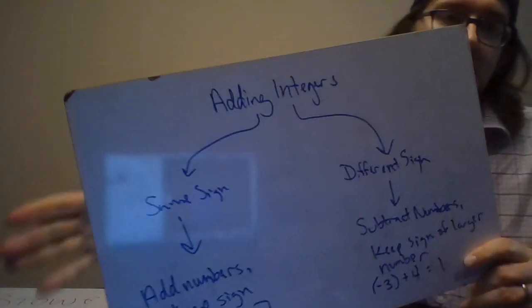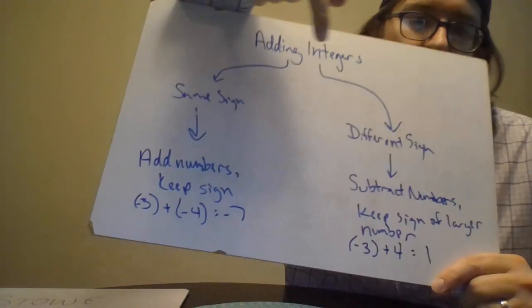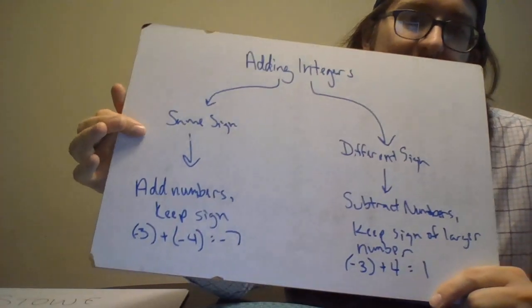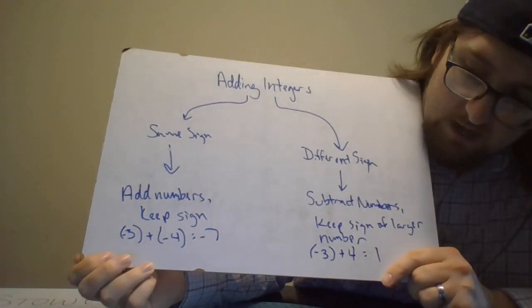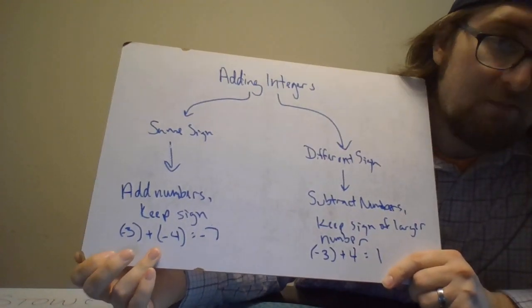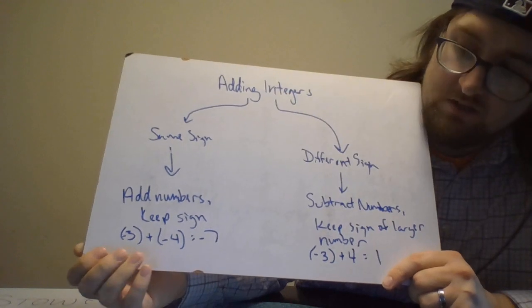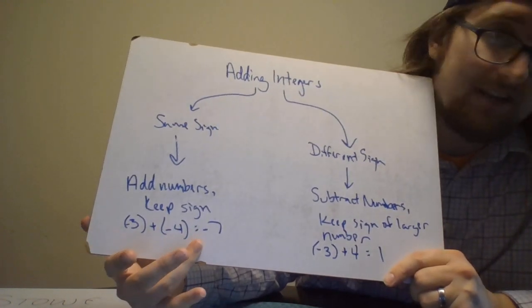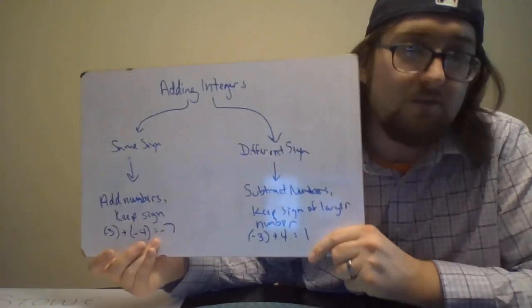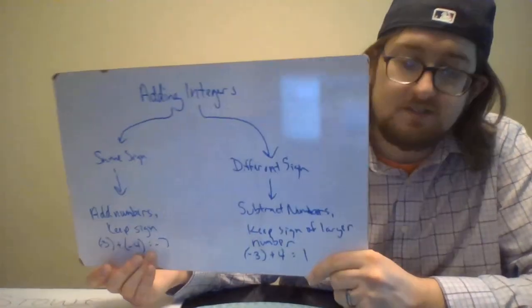If you are adding integers and they have the same sign, you add the numbers, keep the sign. For example, -3 plus -4, they're both negatives. So you add the numbers, 3 plus 4 is 7. They were both negative, so it stays a -7. Don't get that confused with multiplication and division in a second.